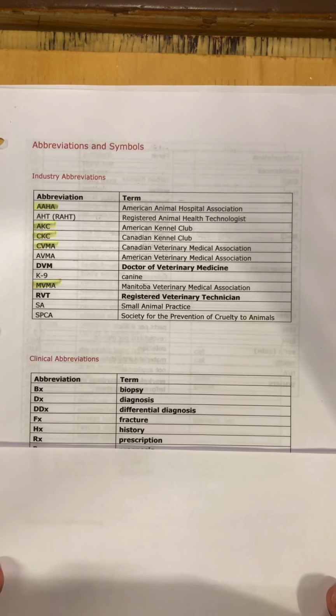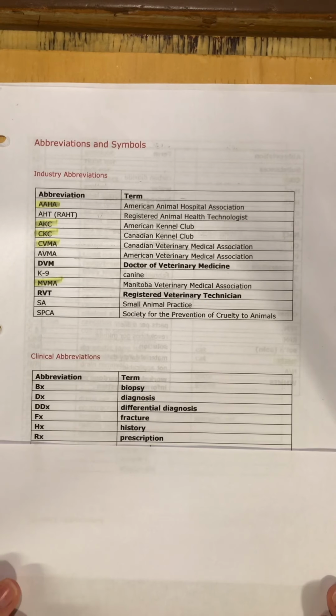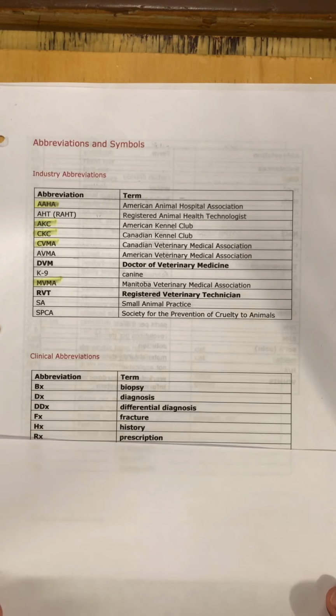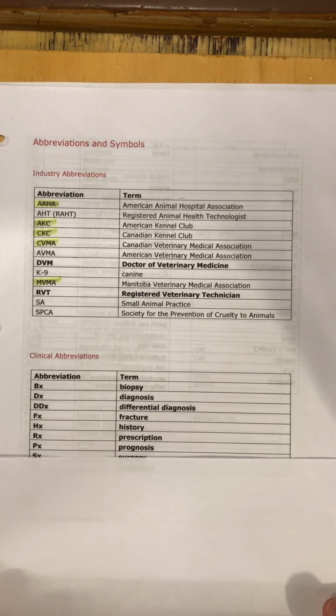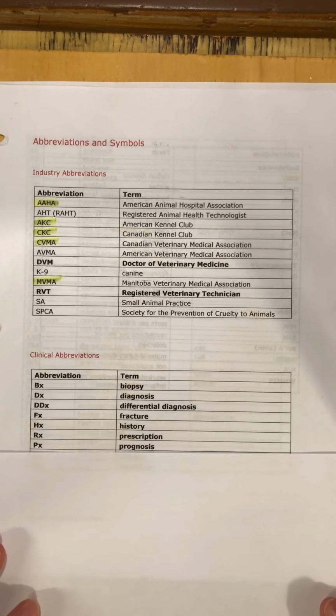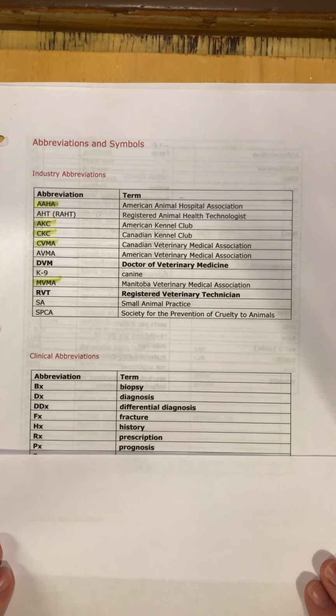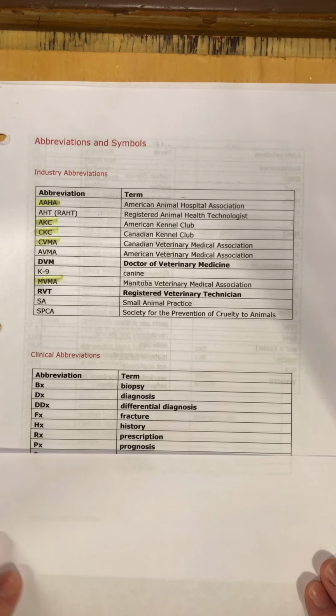So prescription RX, you guys are probably familiar with prescriptions already. I'm assuming at some point in your life you've had to have a prescription filled. So those are just like a drug prescription for a prescription drug from the doctor. So the PX is the prognosis. So the prognosis is basically the prediction just based on statistics of how the animal will do with an illness.